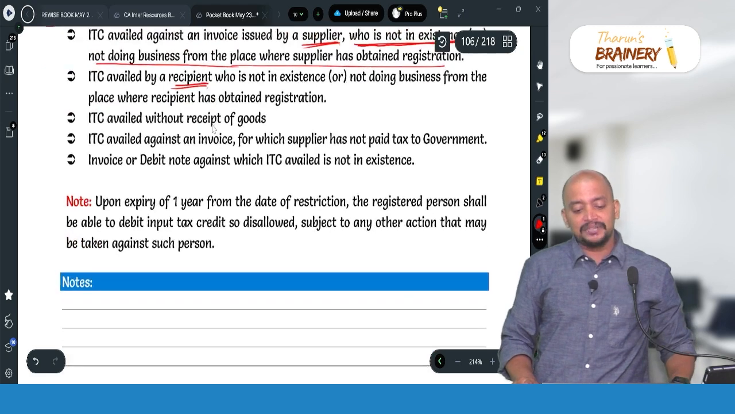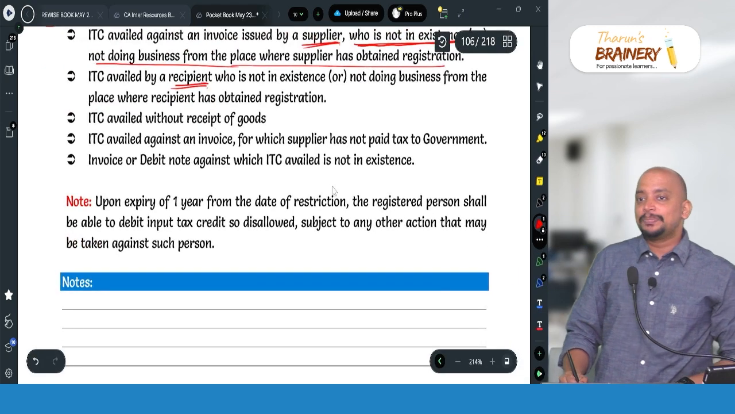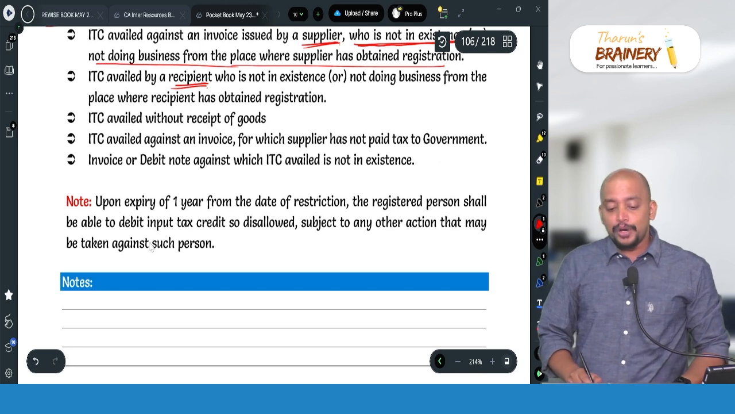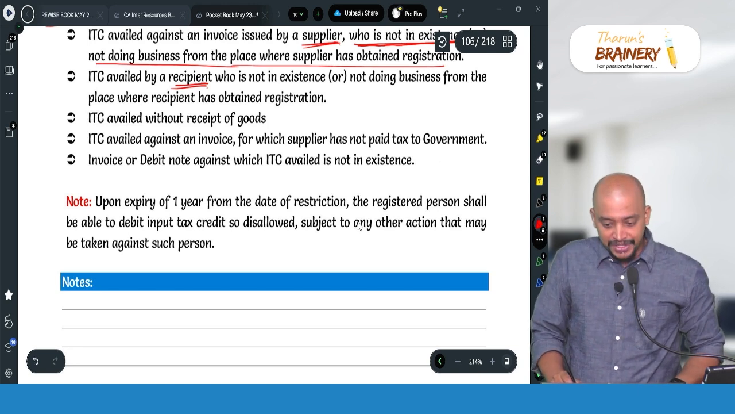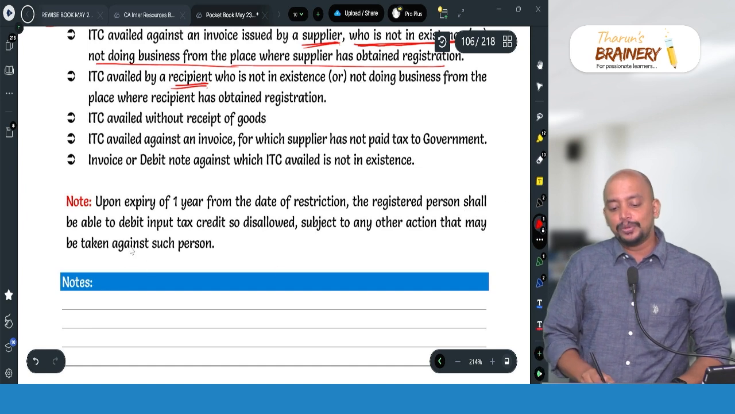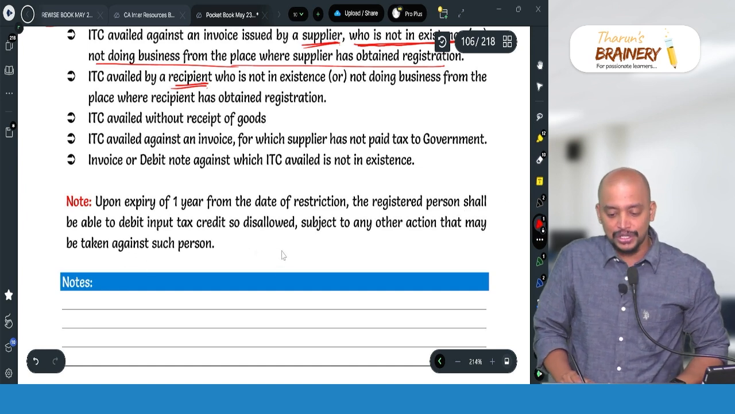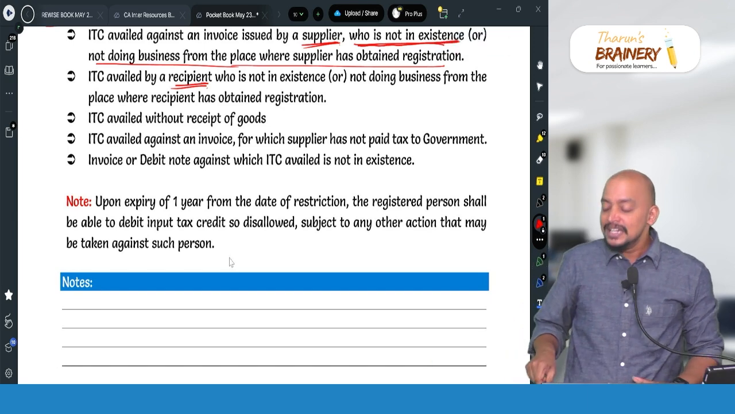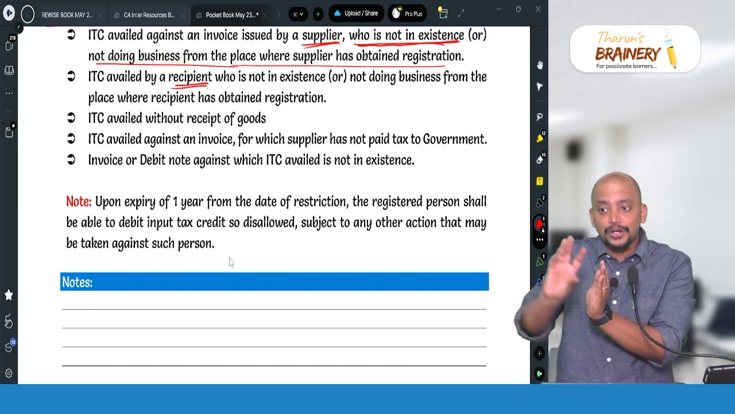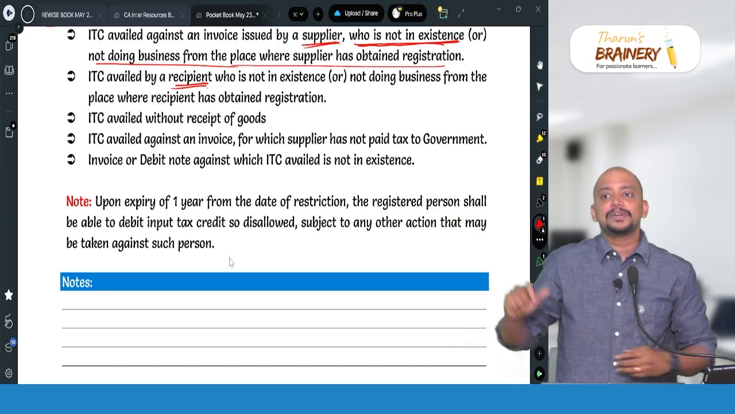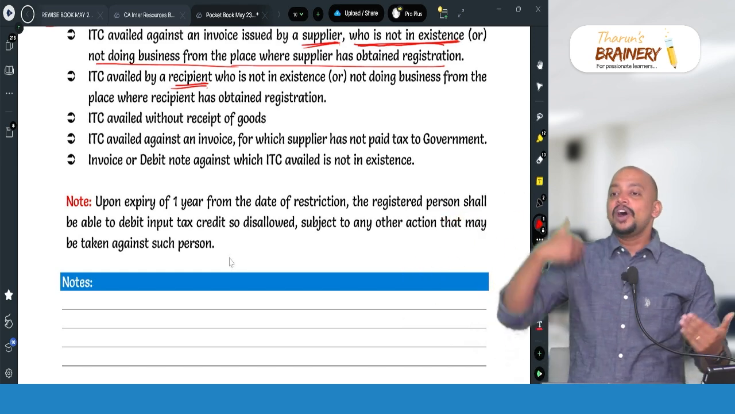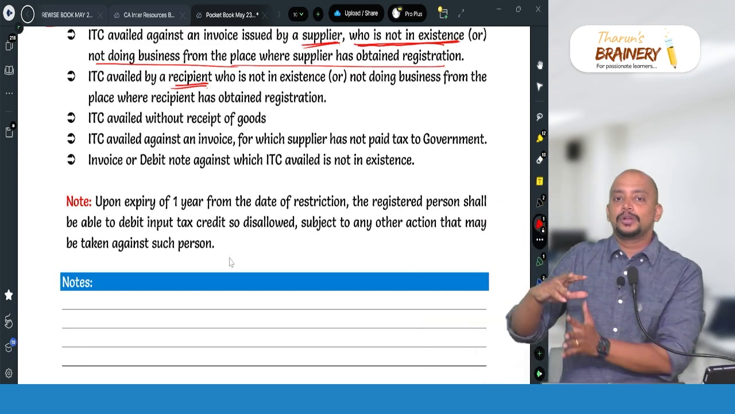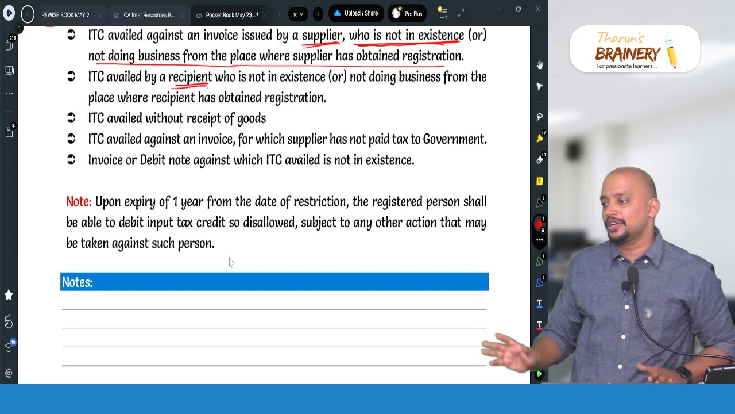What happens after 1 year? After 1 year, so the person will be able to take this input tax credit back. You understood? Upon expiry of 1 year from the date of restriction, the registered person shall be able to debit input tax credit so disallowed, subject to any other action that may be taken against such person. Means this 1 year, it is like a temporary suspension. Means in that 1 year period, they will identify the supplier, or they will check whether it is a genuine credit or not, and thereafter it will be allowed back. Means you can enjoy that credit for payment of your liability.